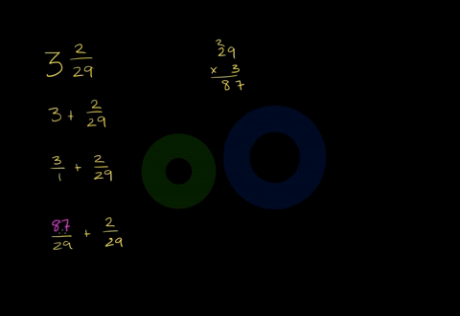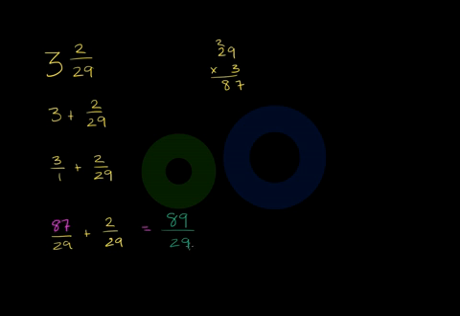But now we're ready to add. 87 over 29 plus 2 over 29 is equal to, we have our denominator of 29, 87 plus 2 is 89. 89 over 29. And it looks like we're done. I don't think these two things share any common factors.